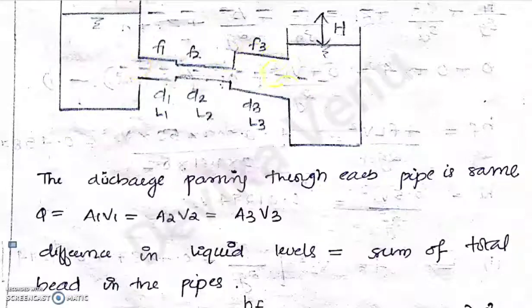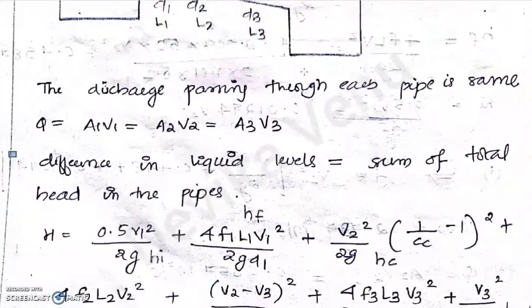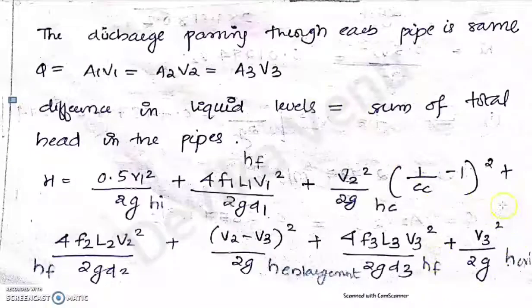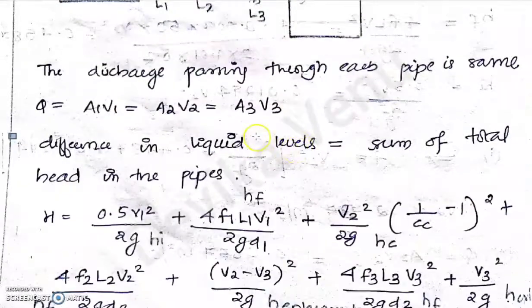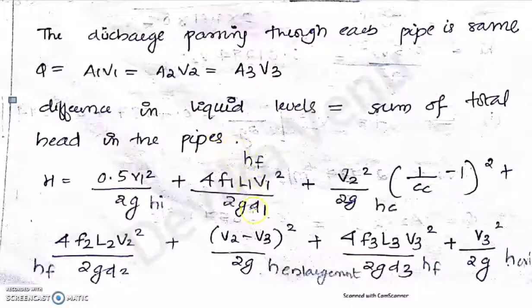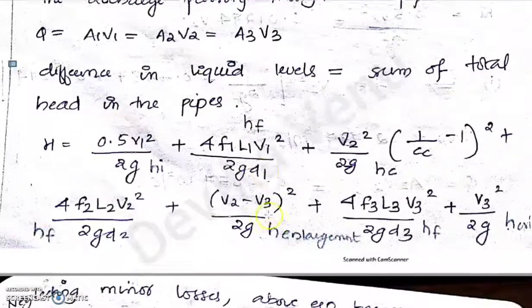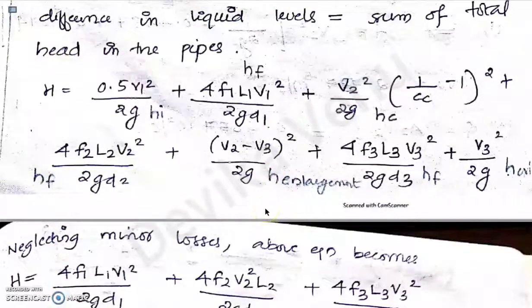This is the entrance and this is the exit. So you have to consider the head loss due to exit. So this is H exit equals V3 square by 2g. These are the equations you have to consider while finding out the head loss. And here, to simplify the equation, I am just neglecting the minor losses.